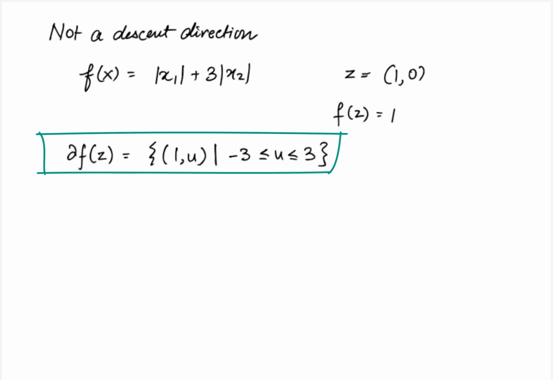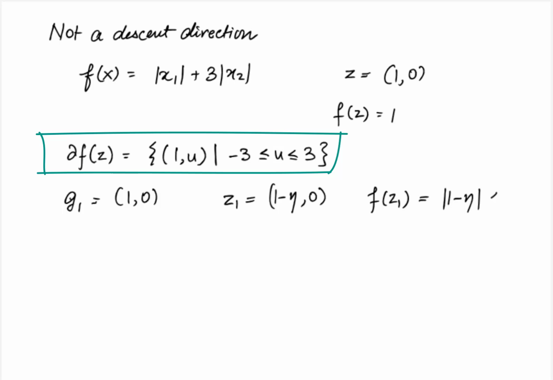So let us first consider the subgradient g1 equal to (1, 0). If we take a step in the direction minus (1, 0), then z1 will become (1 minus eta, 0), and the function value at z1 will be equal to absolute value of 1 minus eta. So for eta small, this quantity will be less than 1, and therefore f of z1 is less than f of z. So this particular negative subgradient direction is in fact a descent direction.